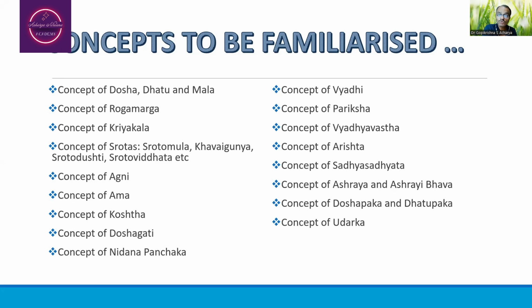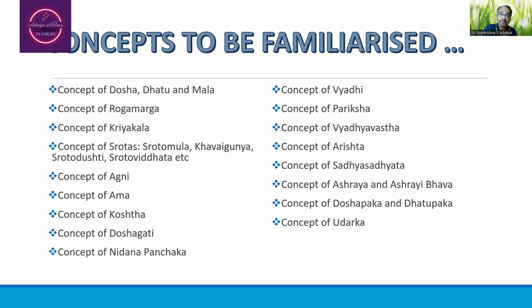Further, we need to know about the Abhyantara Srotas. Thirteen types of Abhyantara Srotas are mentioned in Charaka Samhita. Eleven pairs of Abhyantara Srotas are mentioned in Sushruta Samhita. We need to know about the involvement of the Srotomula, which particular Srotomula is afflicted. And we need to know the actual Khavaigunya taking place in the patient. What type of Srotodushti is present in the patient? Is there any presence of Sroto Viddhata, or injury to the Srotas, or not? That has to be analyzed.